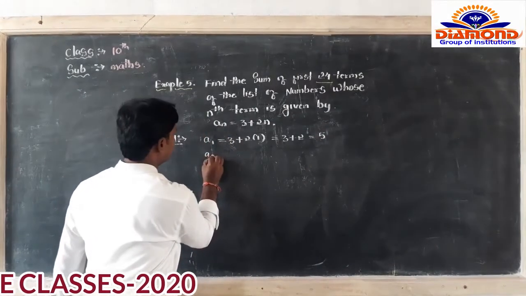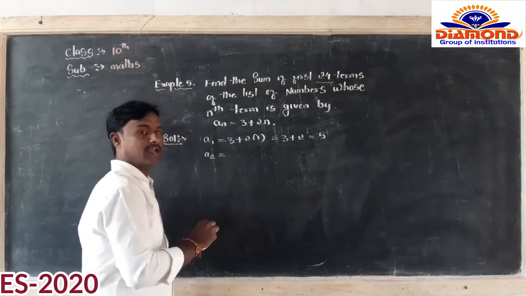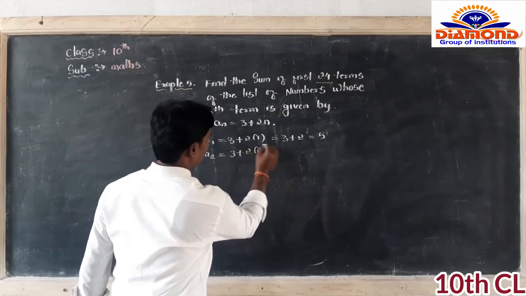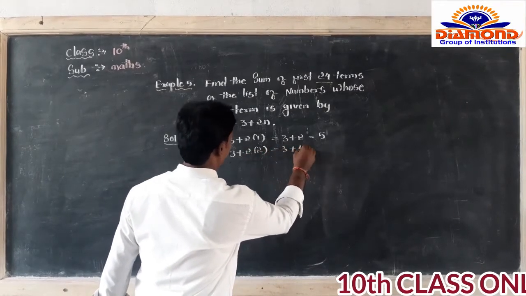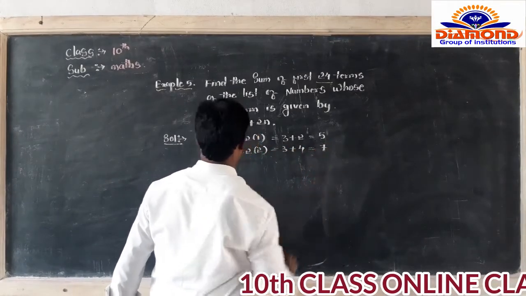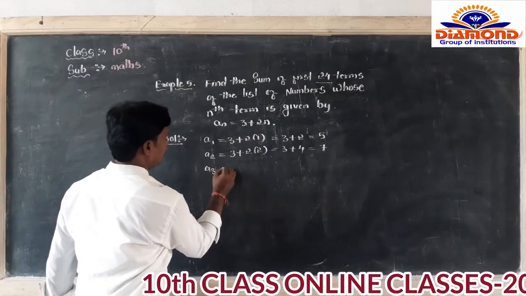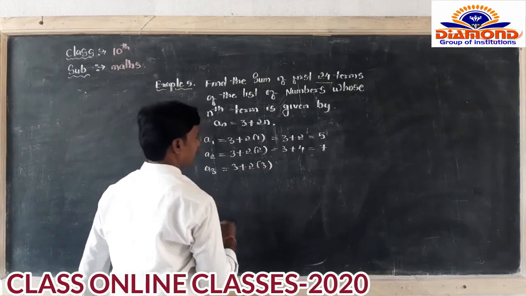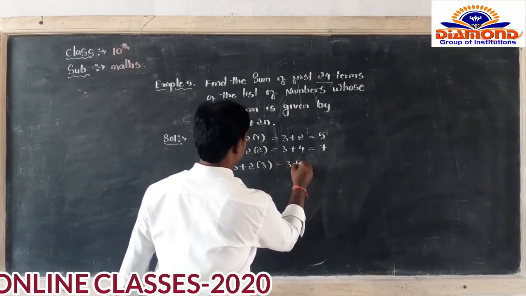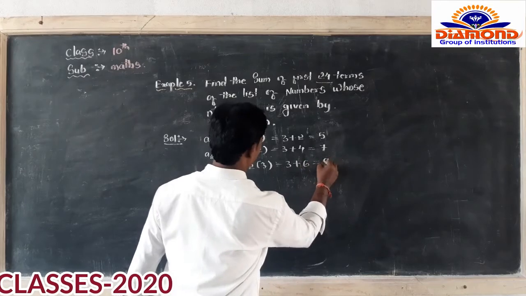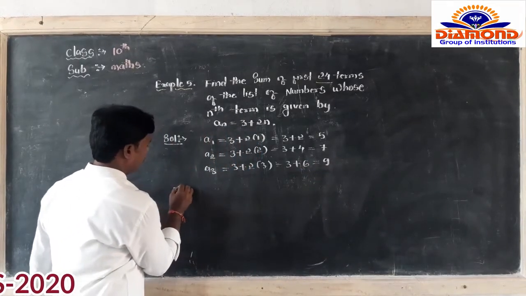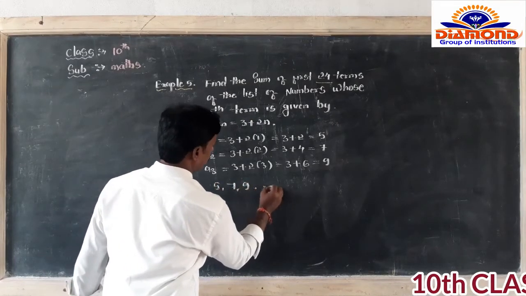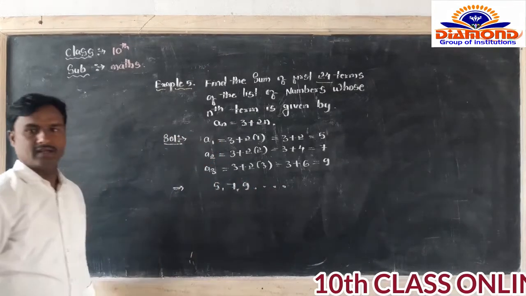Next, the second term is equal to 3 plus 2 in the bracket 2, which is equal to 3 plus 4, which is equal to 7. Next term, a3 is equal to 3 plus 2 in the bracket, n value is 3. It becomes 3 plus 2 threes are 6, answer is 9. Okay, so now we have the sequence 5, 7, 9 and so on.